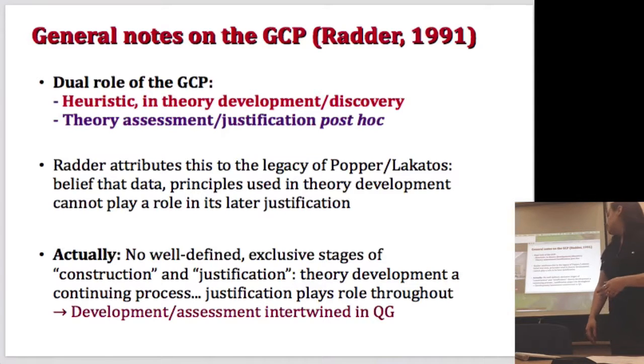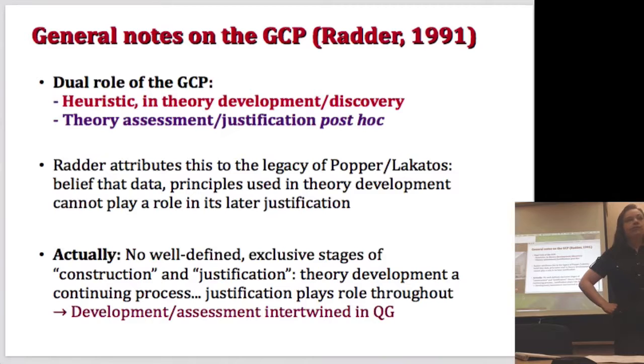The general correspondence principle, like I said, plays these two different roles. Firstly, it's used heuristically in the development, or discovery, of the theory, but then it's also used as a criterion of theory acceptance. Once we have the theory, we then appeal to this correspondence in order to justify our use of it. So Ratter attributes this sharp distinction between the two to the legacy of Popper, and his belief that the data, principles, etc. used in constructing the theory can't then be used again in its later justification.